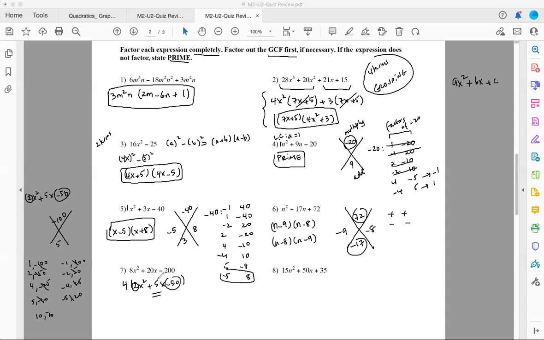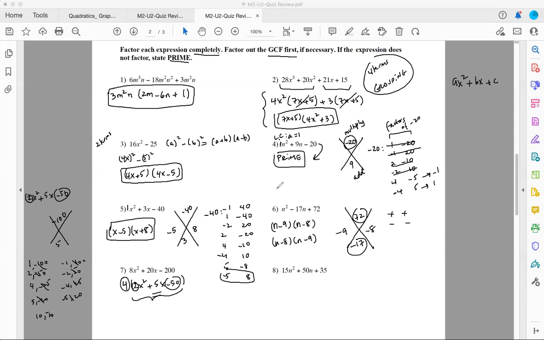Now, here's what I want you to be careful with. You don't say that number 7 is prime, because you could factor a 4 out. You took something out. Now, this did not factor after that, and that's fine. But previously, we did some work and factored something out. So for this reason, we cannot call it prime. Prime means from the beginning, you couldn't factor at all. Okay, that's what prime means.